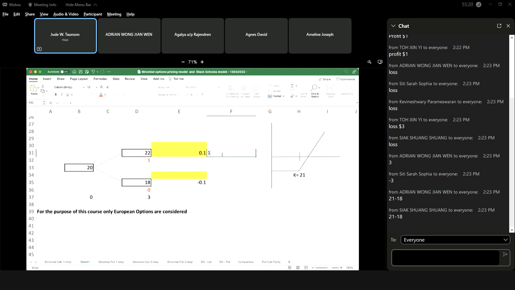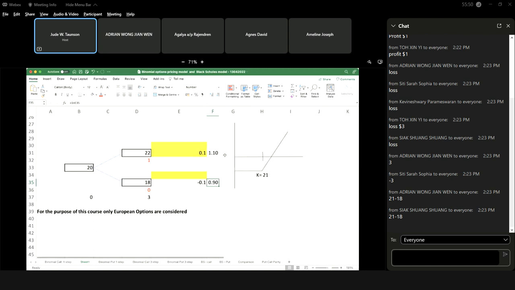In other words, 100%, 1 times this amount, and this amount, which is 1.1. This one, 1 plus this amount. So therefore, I got 1.1 and 0.9. This is U and this is D. So please take note of the formula. Any question? This is step 1 actually.